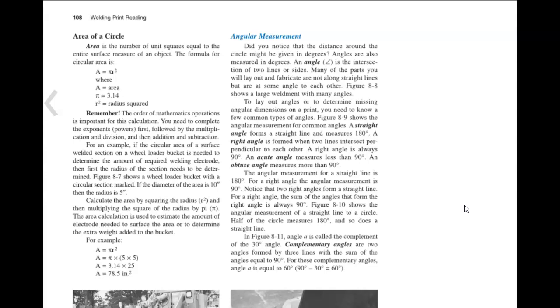Figure 8-10 shows the angular measurement of a straight line to a circle. Half of the circle measures 180 degrees, so does a straight line.